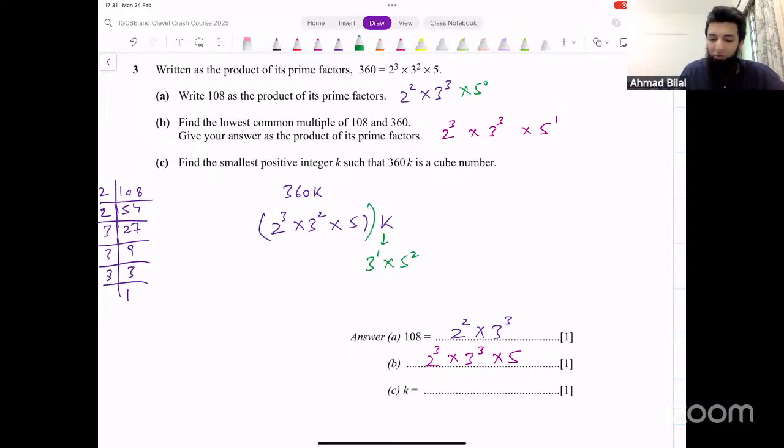If we take cube root of that, then the powers 3 and 1 over 3 will get cancelled out and you would get an integer from that. That means that will be a cube number. So k therefore is supposed to be 3 times 5 squared. That's 25 times 3, which is 75. So if we multiply 360 by 75, that would be a cube number. So k equals 75 here.